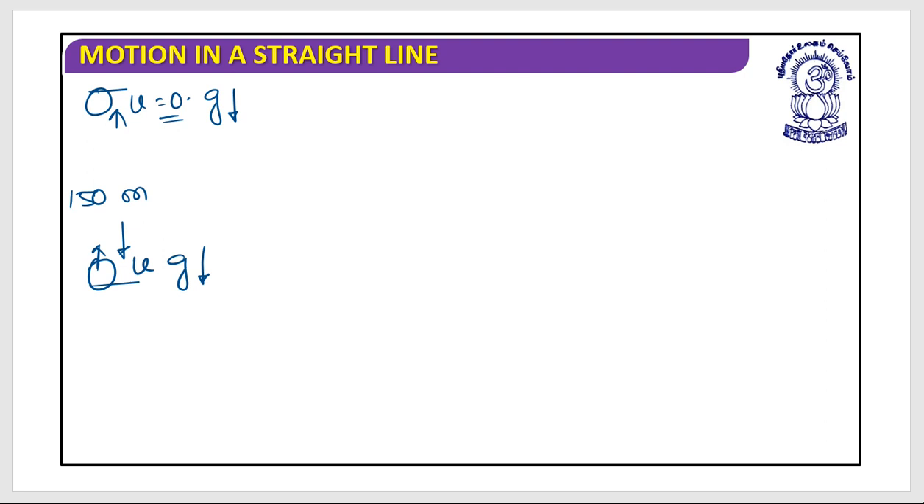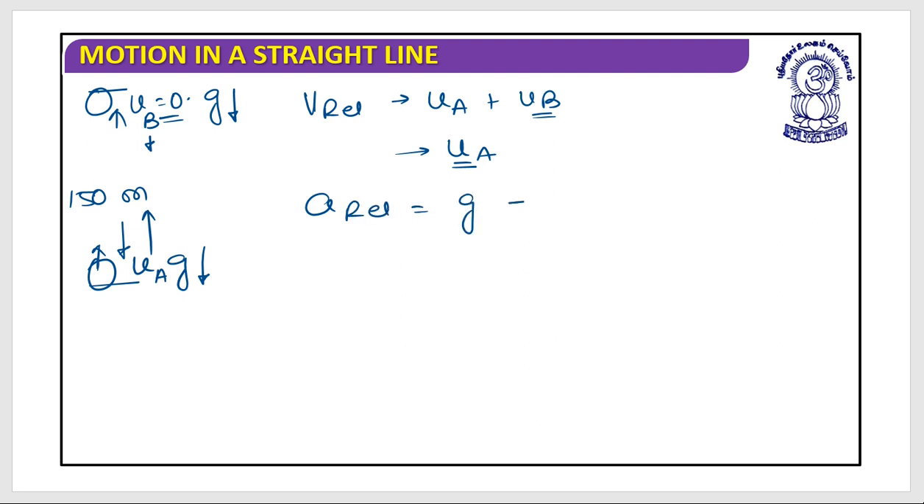So if I write, let's say this is ub, this is ua. For v relative, this one is moving in this direction and ub is moving in this direction. It is ua plus ub, but unfortunately ub is 0, so it is only u. It is basically the velocity of a. Now let's find the a relative. Both have an acceleration of g, so this is equal to 0.